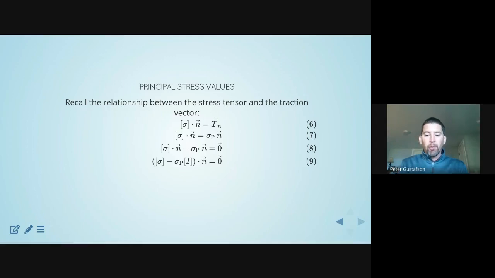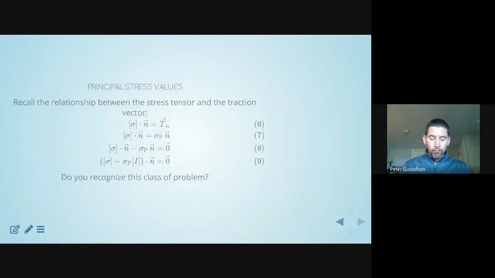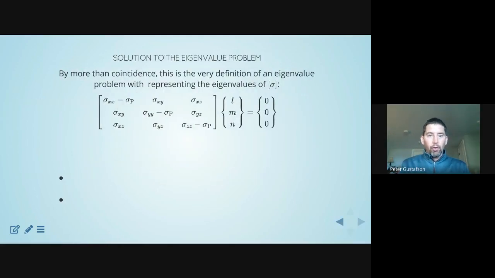Ethan says, it looks like we're finding an eigenvalue. Great, thanks for not leaving me hanging for too long there. You're absolutely right. So what we're finding is an eigenvalue. Now, this is actually by more than coincidence. This is the very definition of the eigenvalue problem, with sigma p representing the eigenvalues of sigma.